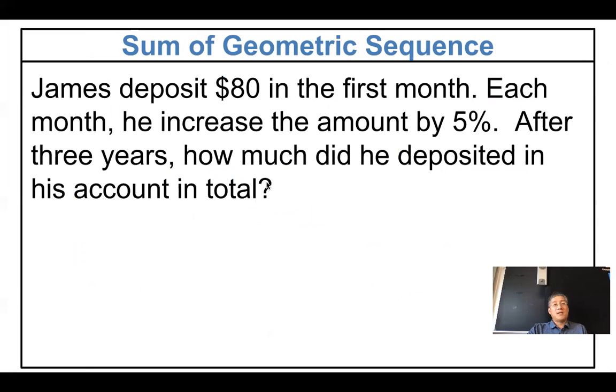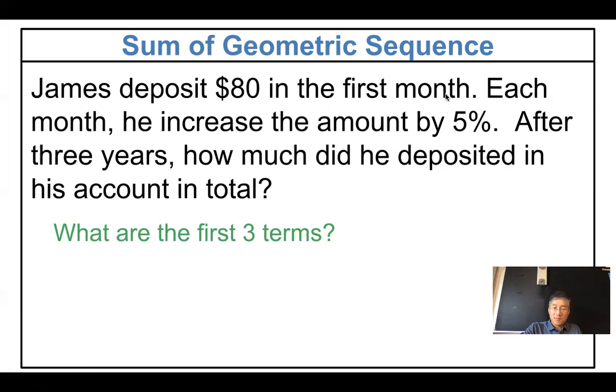James deposited $80 in the first month. The first month would be the first term, right? First month, $80. Each month, he increased the amount by 5%. After 3 years, how much did he deposit in his account in total? So we are getting the total, which is a sum, right? But to get the sum, you should list the sequence. So let's find the first 3 terms.